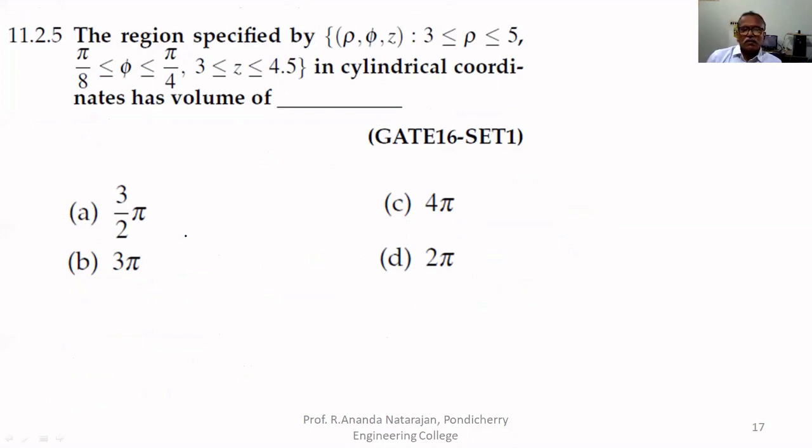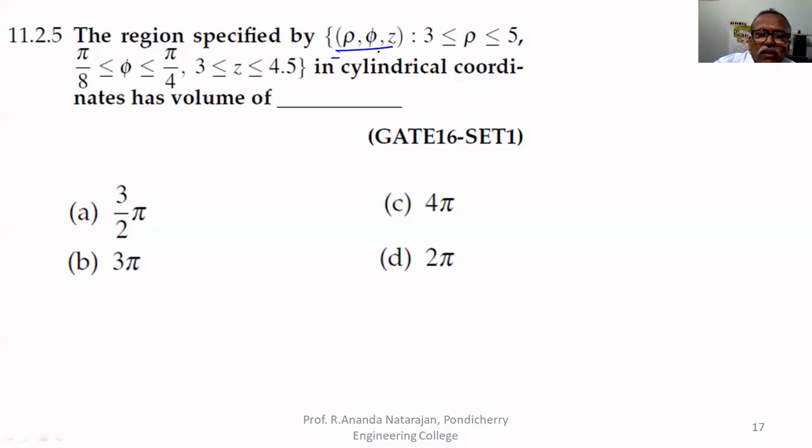The region specified by the function rho, phi, z, in the region rho from 3 to 5, phi from pi by 8 to pi by 4, z from 3 to 4.5, in cylindrical coordinates has a volume of what? What is a cylindrical coordinate?